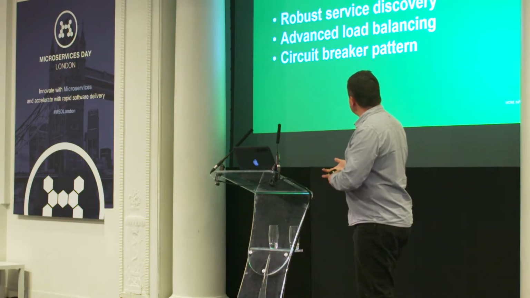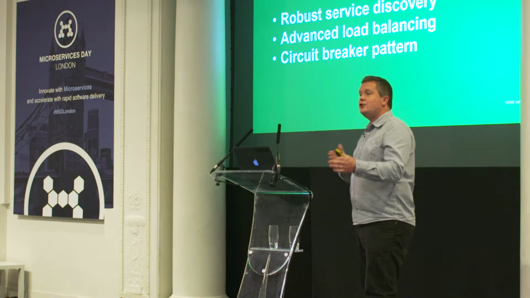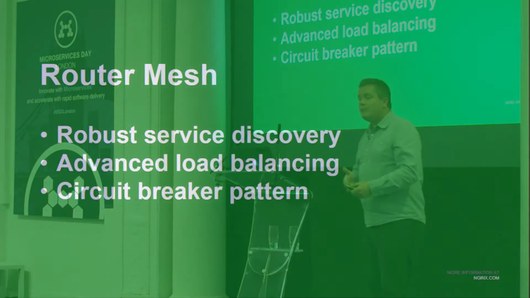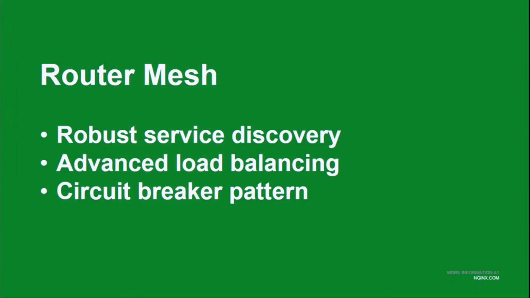Option 2 for load balancing topologies for microservice applications, we describe as the router mesh. The router mesh provides the service discovery and the advanced load balancing that you saw in the proxy model, but also gives you more control for internal traffic, allowing you to do things like implement a circuit breaker pattern.